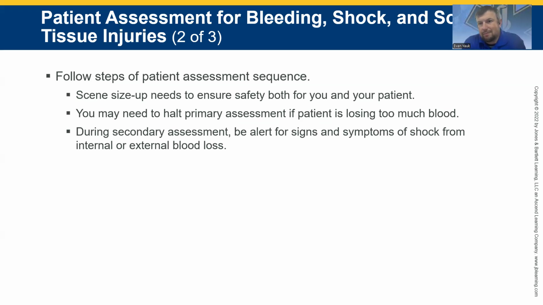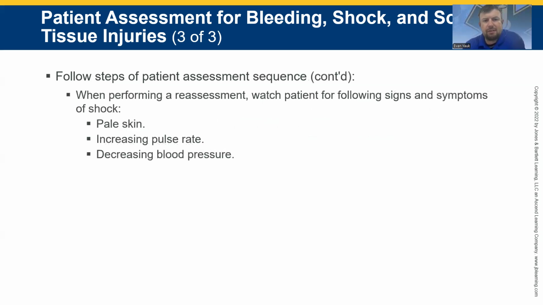Because if we're bleeding out and we're not cycling oxygen like we're supposed to, it doesn't matter if you're breathing correctly, right? So anytime there's a major bleed, we take care of that first. During the secondary assessment, be alert for signs and symptoms of shock from internal or external blood loss. And as we go, we'll talk more about that. Follow the steps of patient assessment. When performing a reassessment, watch the patient for the following signs and symptoms of shock: pale skin, increased pulse rate, decreasing blood pressure.